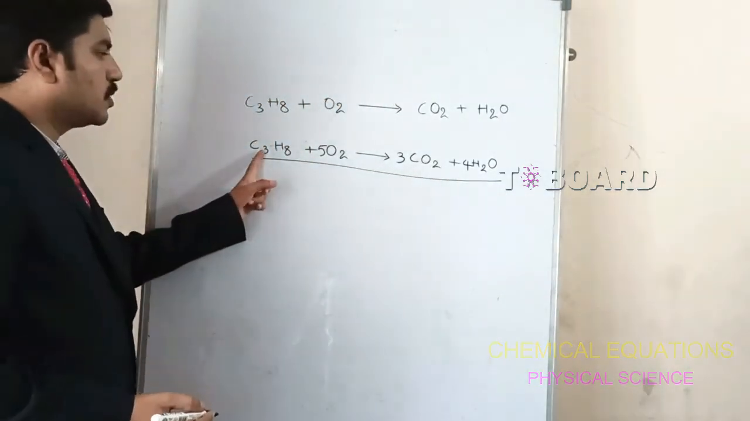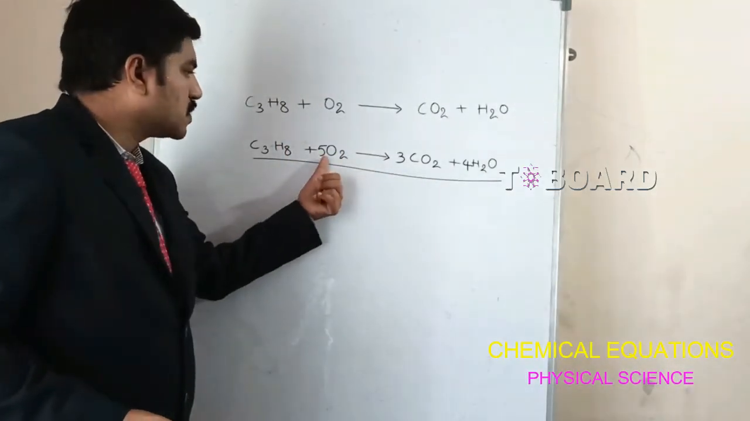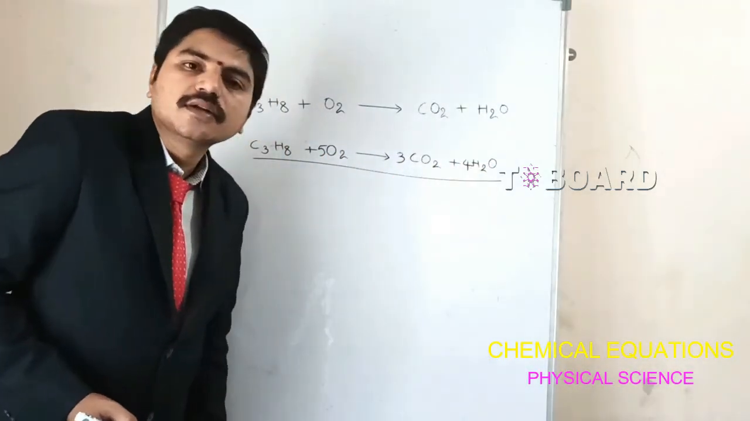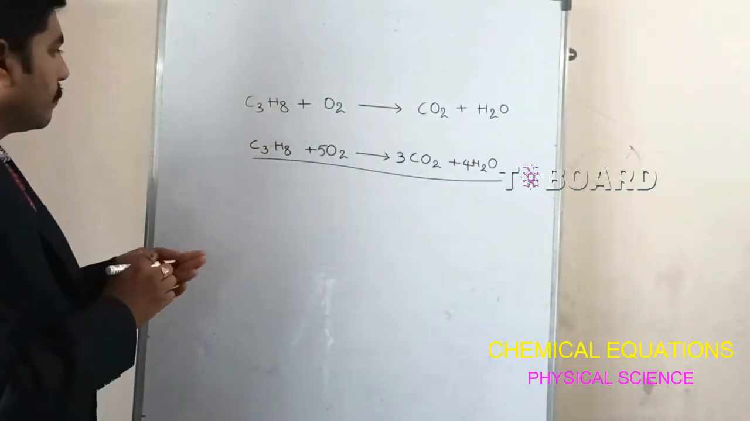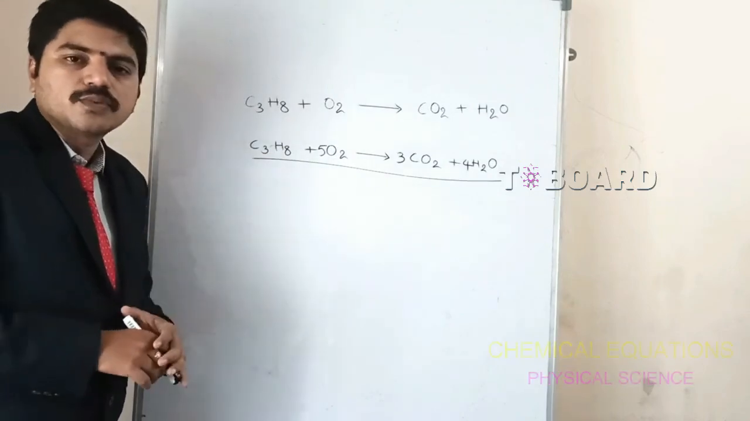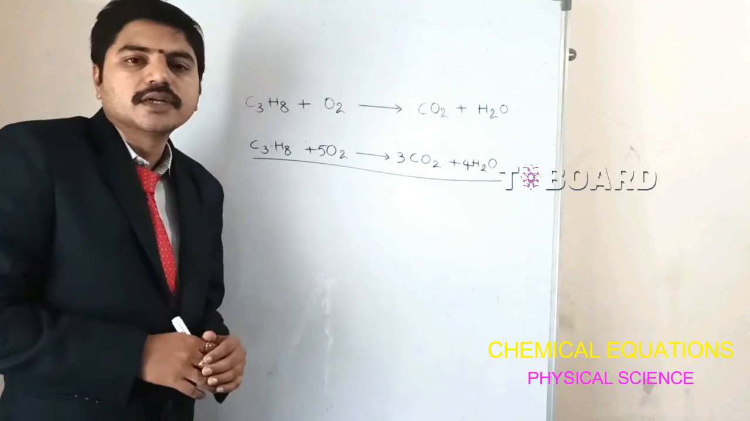Now see: 3 carbons, 8 hydrogens, and 10 oxygens on both the left and right side. This is a balanced equation. This is how to balance it. It is a very easy process. To get good marks in your examination, definitely you can follow it. You will get it perfect.